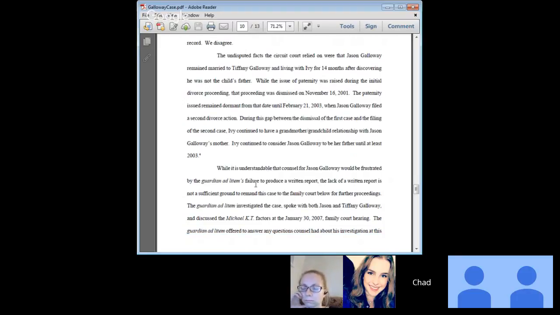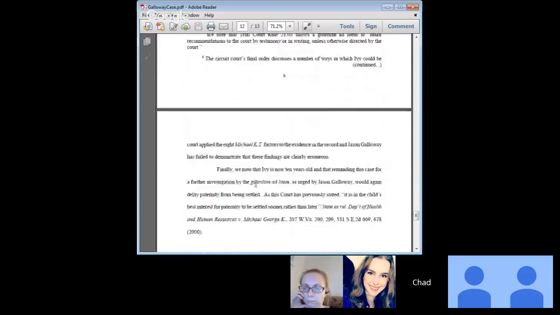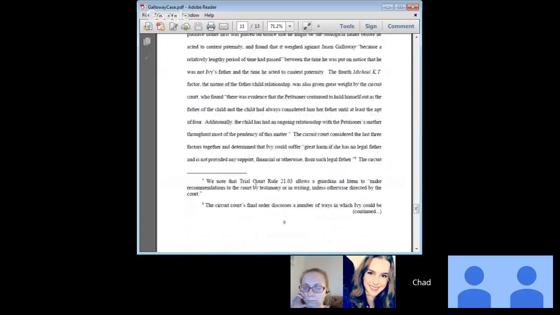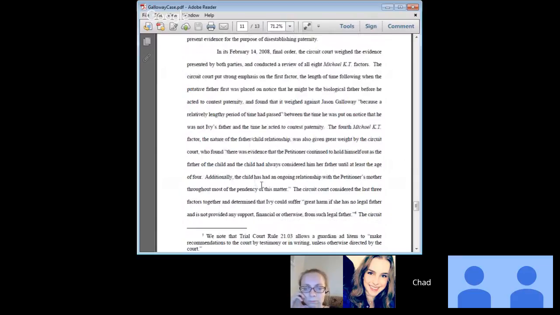Okay, so you see all the factors and all those things that happen in this case, and basically they determine what? It's really the opposite of the best interest. It's that it's not in the best interest of the child for her to not know who her father is. Some of the reasons for that are, it's been a long time. He held himself out as dad for a long time, even after he knew he wasn't, right? Those are pretty big factors.